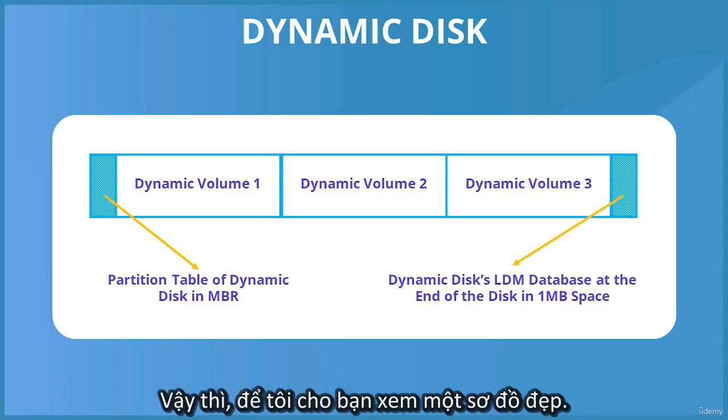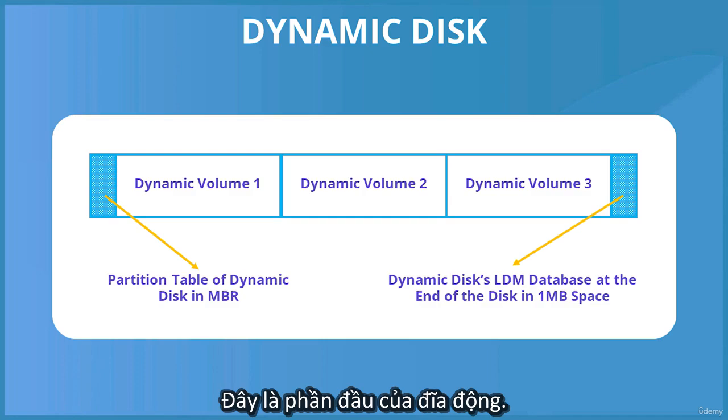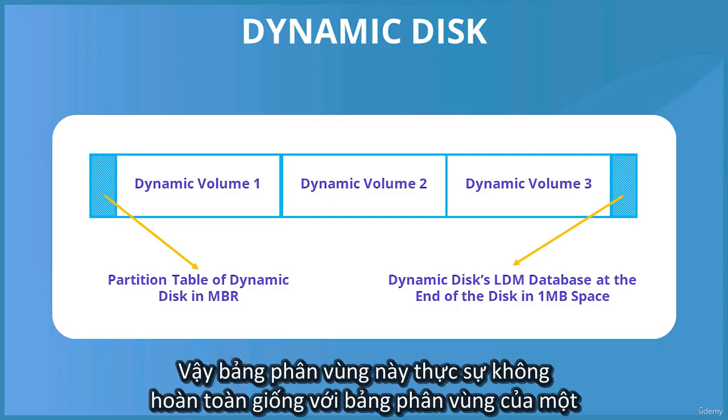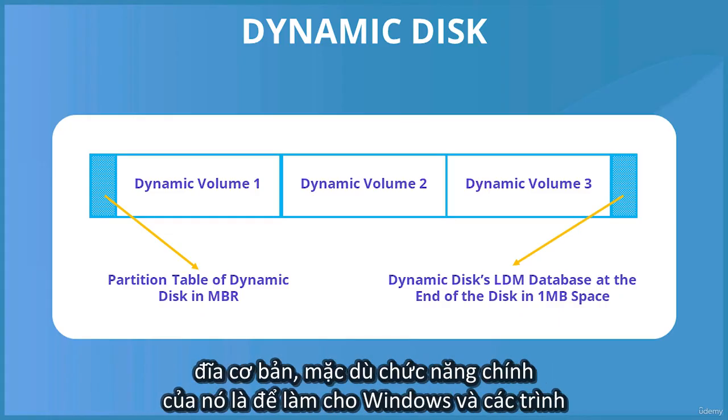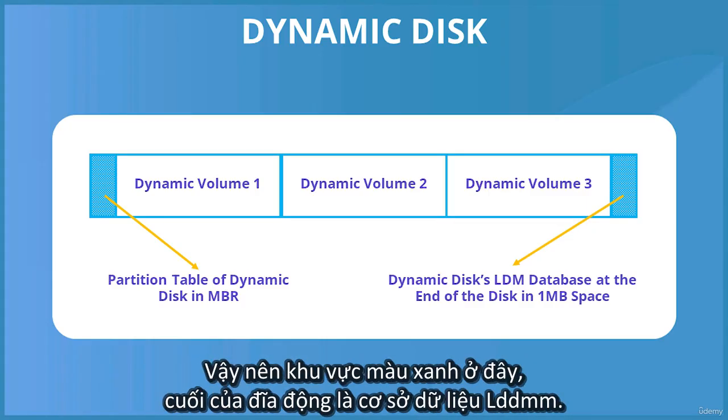So here, let me show you a beautiful diagram. Here, the blue area, this is the beginning of the dynamic disk. This is the MBR, which saves the information of the partition table on the disk. You knew that. So this partition table is not actually quite the same as the ones of a basic disk, though. Its main function is to make Windows and other disk managers know the disk is a dynamic disk, not just an empty one. So the blue area here, the end of the dynamic disk, is the LDM database.